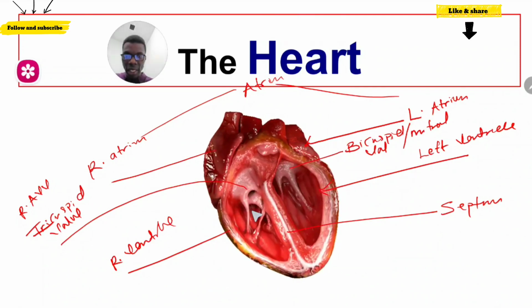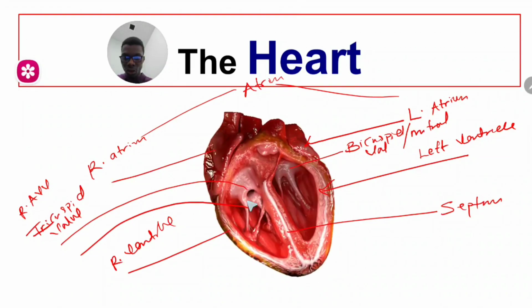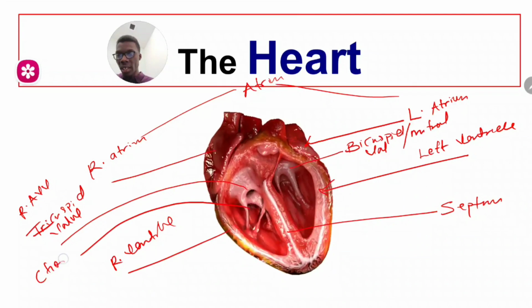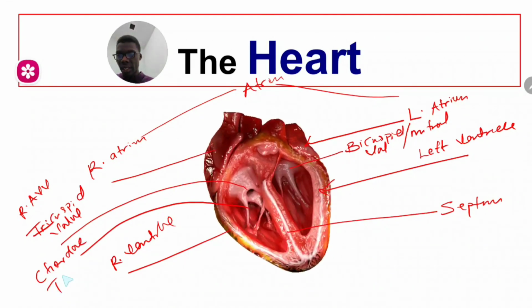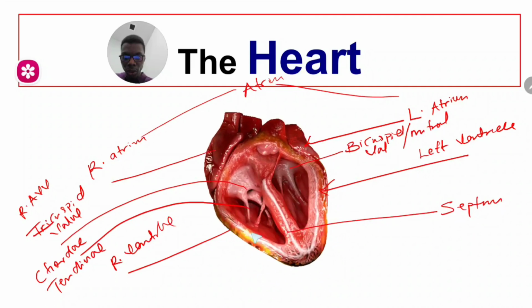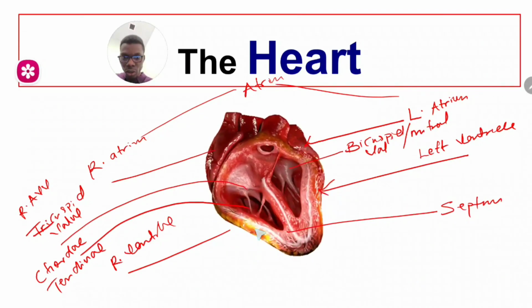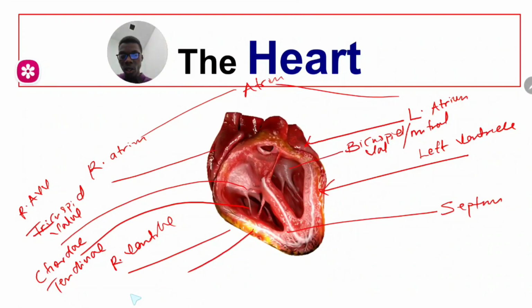You can see this string. It has a name for the anatomy students or A-level students. This string is called chordae tendineae, or you could say tendinous cord. That's what it means. If you look at this here, all right, the string is the chordae tendineae. The muscle it is attached to down there is called the papillary muscle.